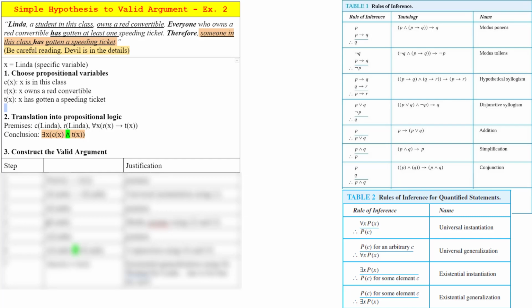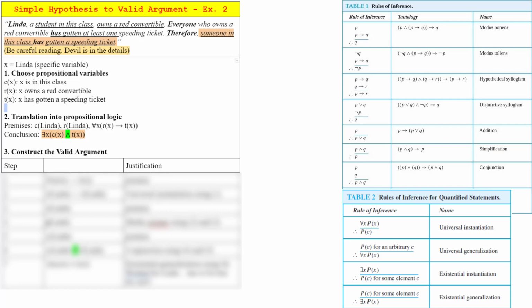The devil is always in the details, so let's double check the overall prompt that we've got here first before we go down a specific rabbit hole. Linda, a student in the class, owns a red convertible. Everyone who owns a red convertible has gotten at least one speeding ticket. Now, the key word is "has gotten," and really "at least one speeding ticket." So therefore, someone in this class has gotten a speeding ticket.